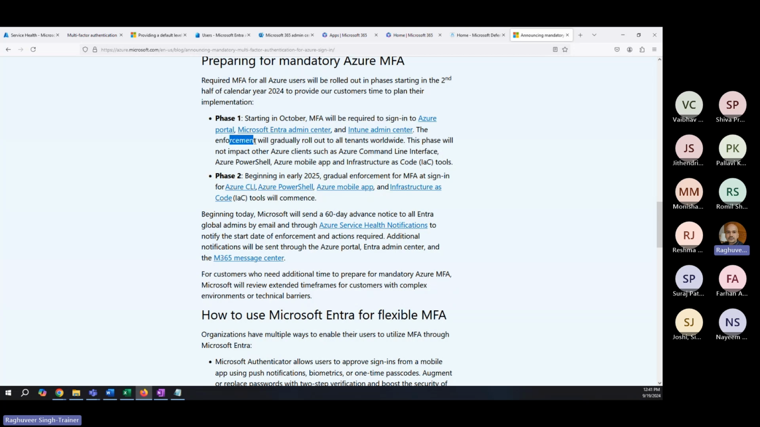The enforcement will gradually roll out to all tenants worldwide. So probably it will take time for my tenant, my turn to come. That's the reason I'm not seeing that notification. But when I sign in, I will always see that notification. The date is September 30th, and the enforcement begins from October 1st. So you will start to use multi-factor authentication if you have not started doing it. Make sense? Yeah, got it.